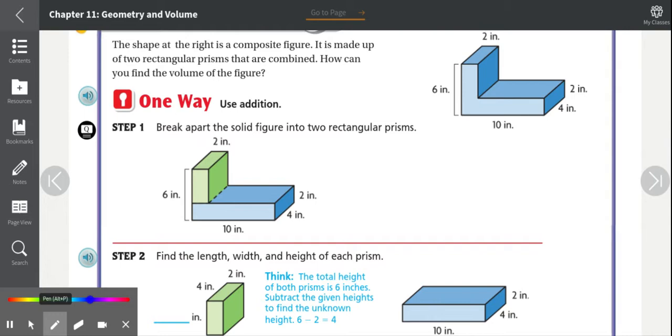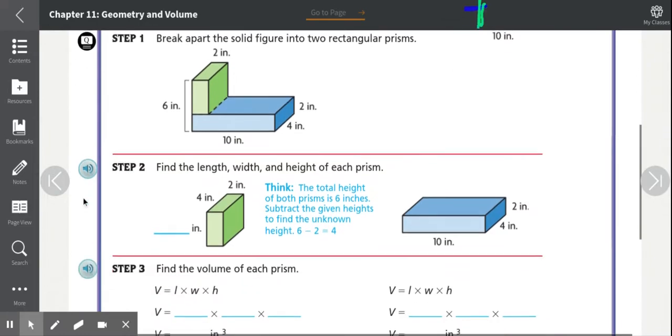Now we see that the way that they chose to break theirs up in our notebook is that they went across right here. Remember, this isn't the only way that you could have chosen to break it up. If you had chosen to put your line down here and break it up this way, that would also be fine. There is more than one way to break up our composed figures.